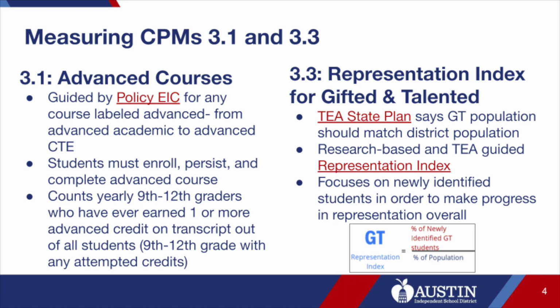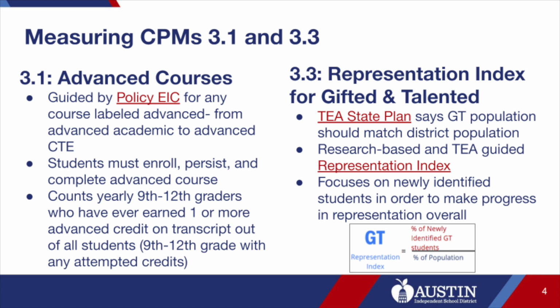Constraint 3.3 is newer to Austin ISD in measuring gifted and talented representation, but is directly in alignment with the TEA state plan for the education of gifted and talented students. This constraint will be measured annually according to the percentage of newly identified GT students in each school year. We have chosen to focus on annual identification as our first step in the work to improve our overall gifted and talented representation.